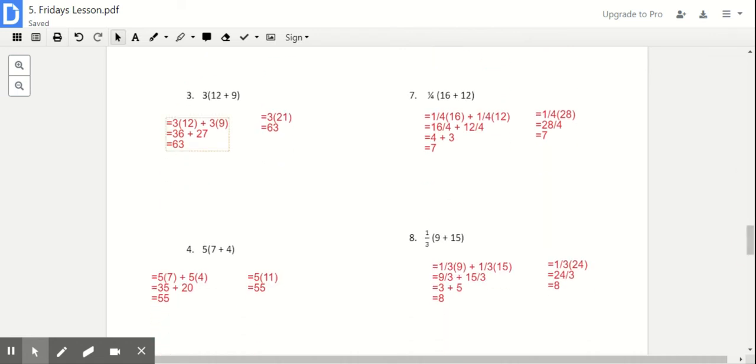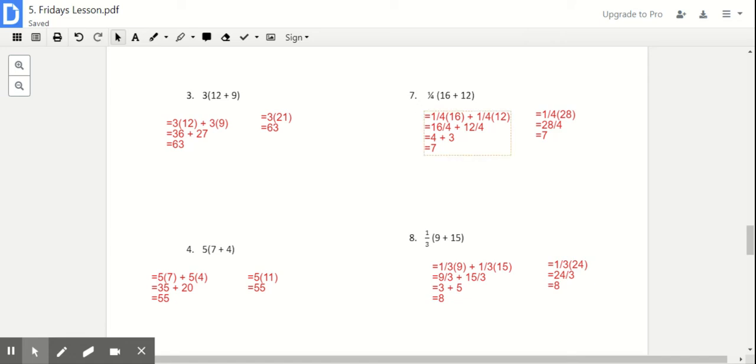Number 3, 3 times (12 plus 9): 3 times 12 plus 3 times 9 equals 36 plus 27, gives me a final answer of 63. Or if we solve the parentheses first, it's 21. So 3 times 21 equals 63.